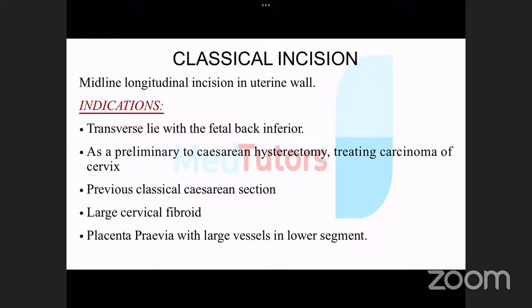Now they can ask you the following: list 3 indications for classical cesarean section. One is transverse lie with fetal back inferior, previous classical cesarean section scar, large cervical fibroid, placenta previa with a large vessel in the lower segment. Next slide.